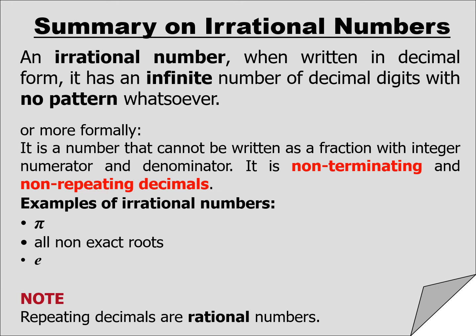So note, repeating decimals are rational numbers. If the decimals are repeating or terminating, they fall under rational numbers. But if they are non-terminating and non-repeating decimals, they are irrational numbers. Now let's move on to square roots.